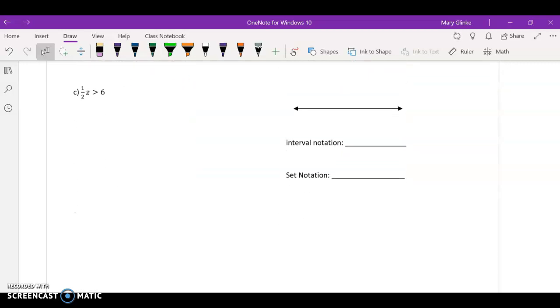And for our last one, we're going to get z by itself. We're going to go ahead and multiply by 2. So z has to be bigger than 12, which means on my number line, I go to 12, and I do an open circle because it's just greater than and it's not equal to. And since I want the numbers bigger than 12, I shade to the right. So interval notation, my graph starts at 12 and is pointed to the right. Infinity has a parentheses and so does 12 because it's an open circle. My set notation is the squiggle, and then my variable here was z such that z is bigger than 12.